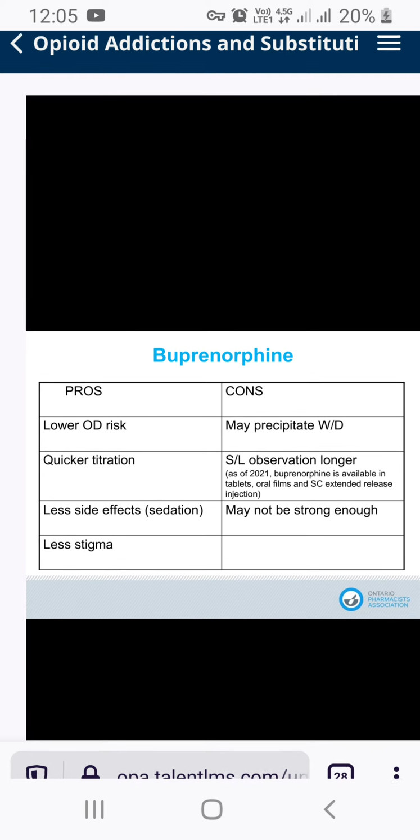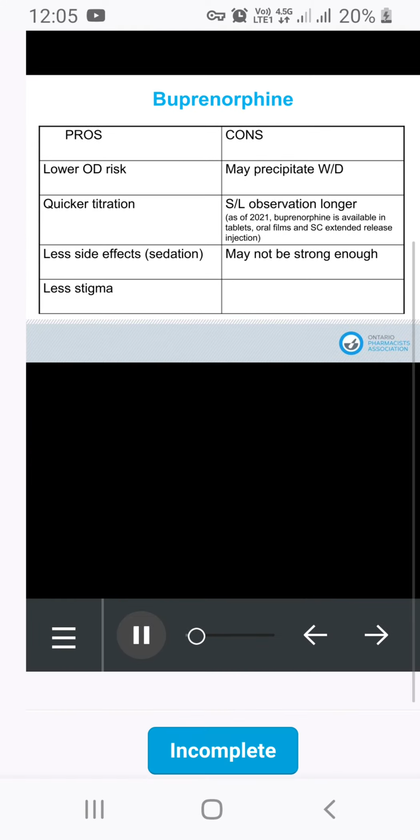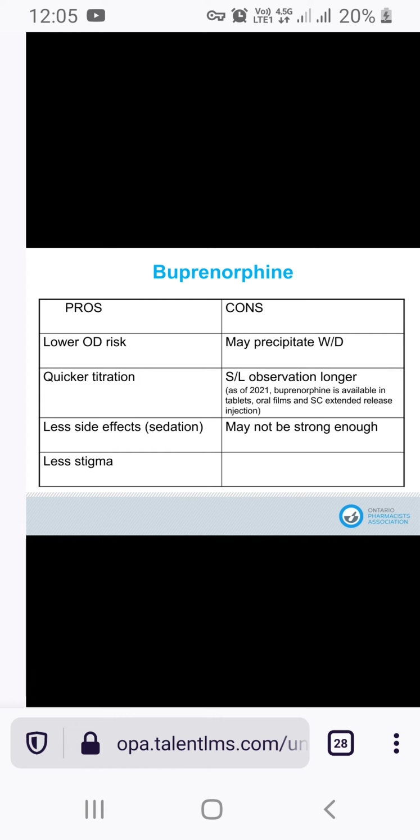On the first day, you could precipitate withdrawal, so that induction process can be a bit trickier. For the pharmacist that's supposed to observe the sublingual dose, that can take longer. I'm recording this in 2015. In the United States it comes in a buccal film that absorbs much quicker, and the observation dose is much shorter. As of 2015, that's not available in Canada.